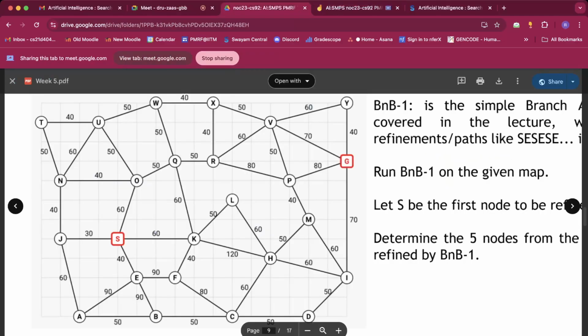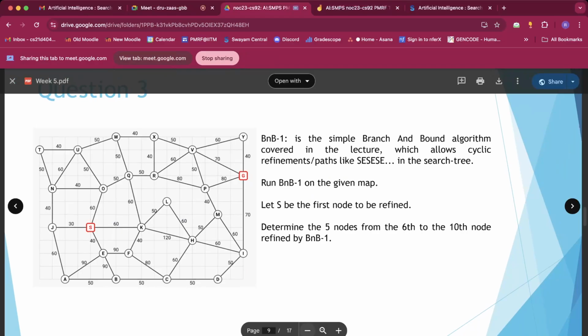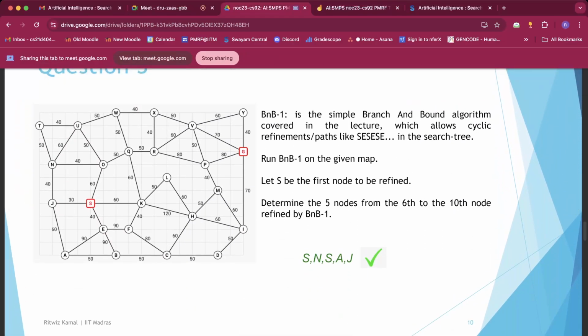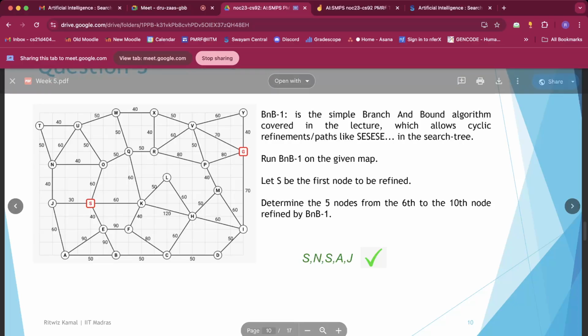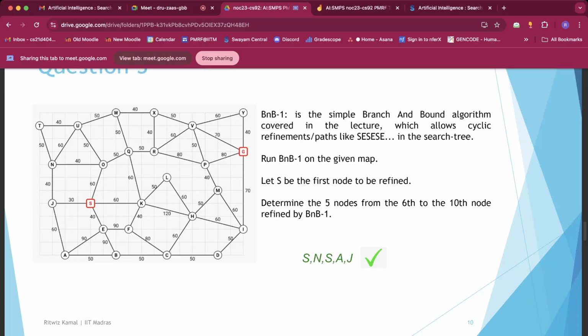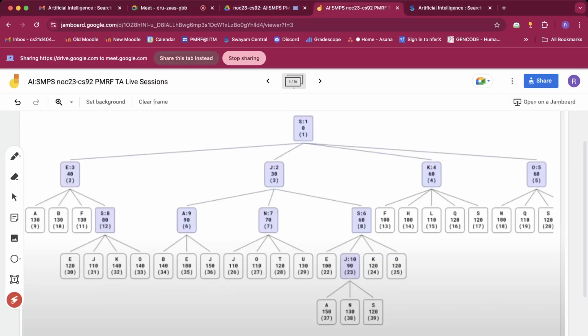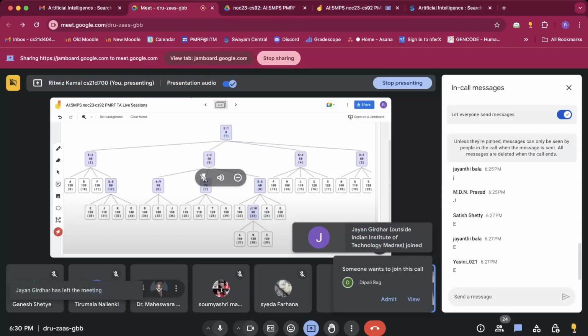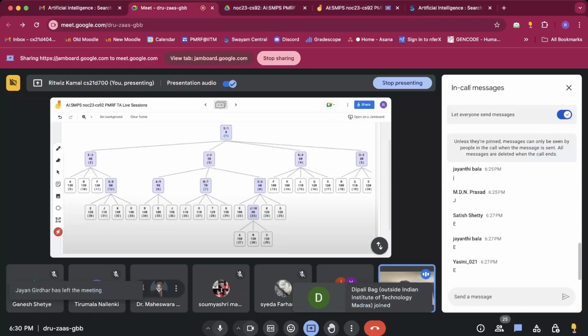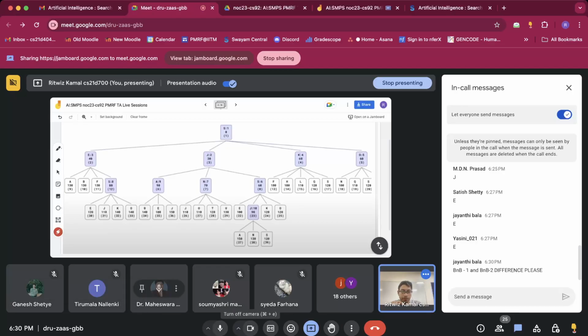So if we go back to the solution, the 5 nodes from 6th to 10th nodes refined or visited or explored by branch and bound version 1 would be S N S A J. Okay, so this is the answer. I'll go back to the search tree once. I'll leave it on here for some time so that you can convince yourselves of the solution, and then we'll move on to the next question. If there are any doubts in this question, please feel free to let me know. Sure, we will come to BNB2 next immediately after this.